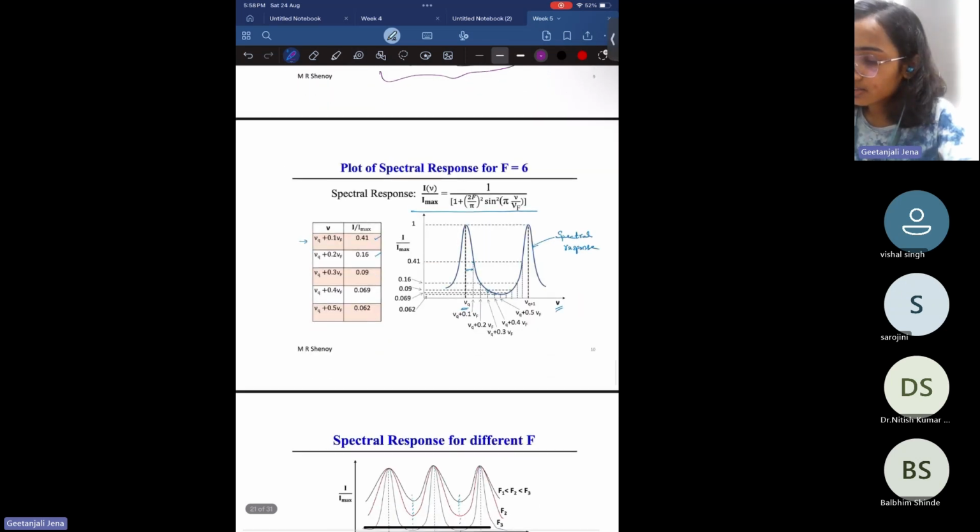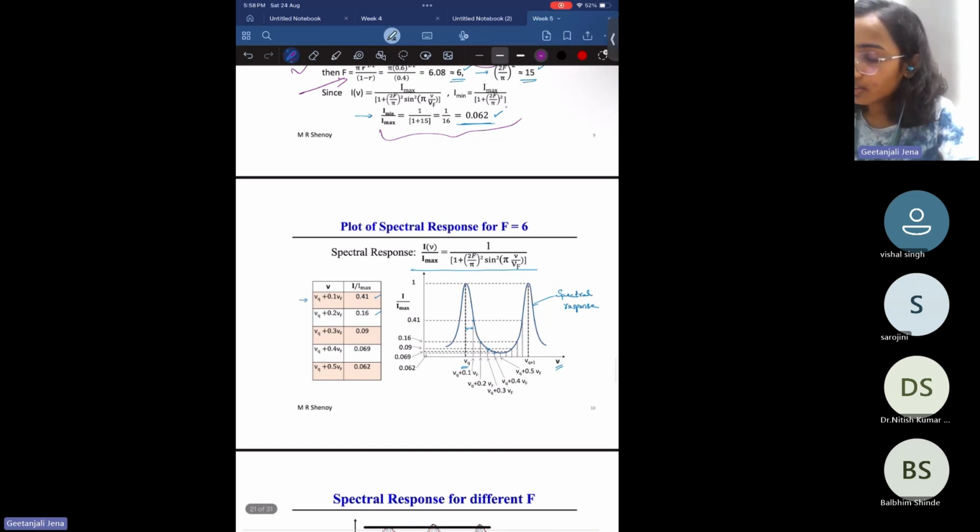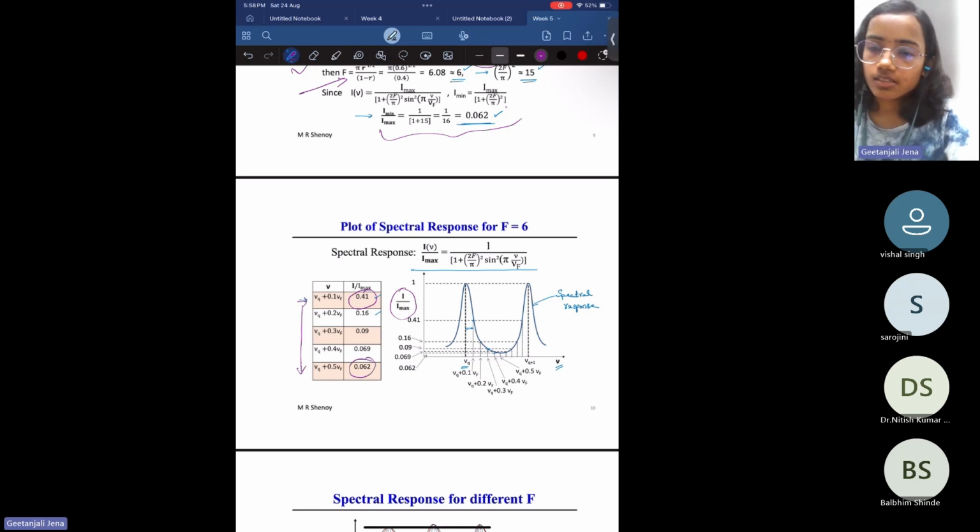These are some of the spectral responses that are calculated numerically. This shows how I max varies with respect to different frequency. If you take around nu q equal to 0.1 FSR, the intensity is 0.41, and as you move away from the resonance frequency, the intensity gradually decreases. Towards the resonance frequency, the ratio will be high, then gradually it will decrease.